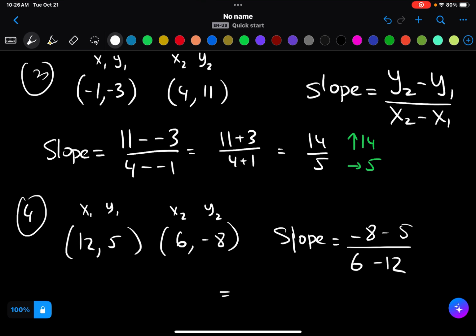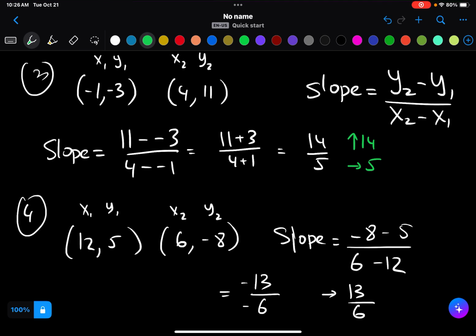So that's going to be negative 8 minus 5, 2 negative numbers. They will combine to be negative 13. 6 minus 12, that's going to be a negative 6. Now, technically, you should rewrite this as 13 over 6. That's the correct way, because negative divided by negative is positive.